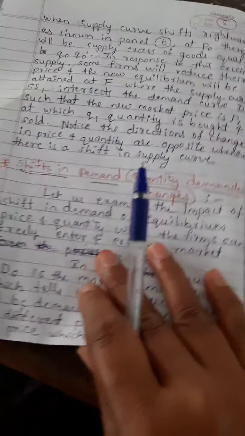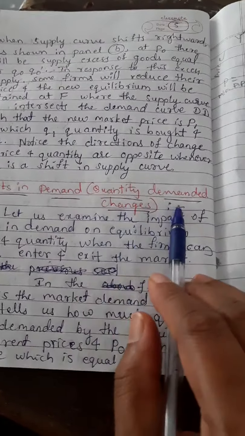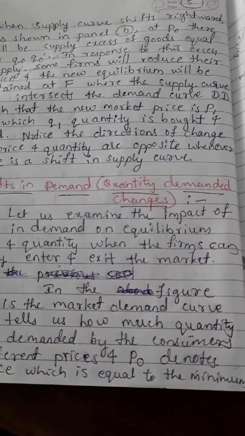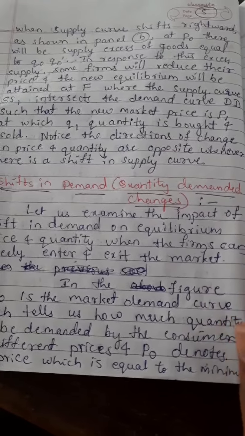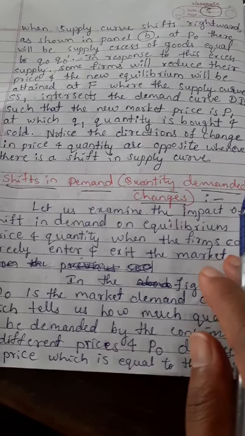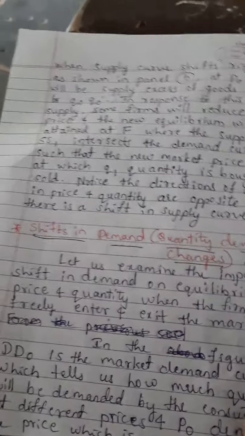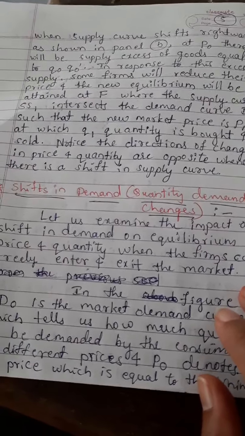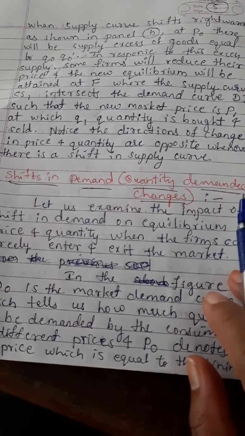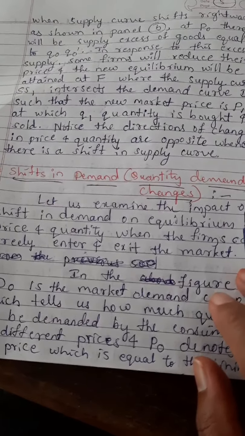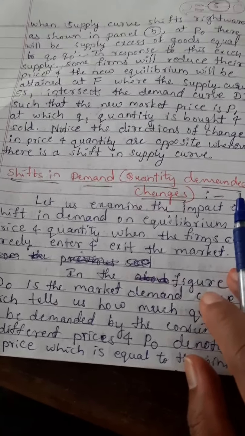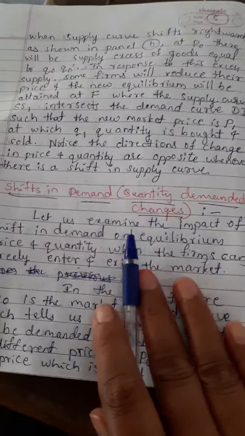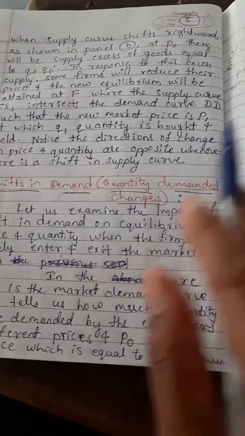Just this one and this one here. And shift in demand when the quantity demanded changes. When demand changes, quantity supplied increases or decreases, the price is constant, the price has not changed, but there is quantity variation. How does it happen? It is the free exit and free entry of perfect competition. You have learned the features of perfect competition. The third or fourth feature is free entry and free exit in perfect competition. According to that, here is given the shift in the demand curve when the quantity demanded changes.